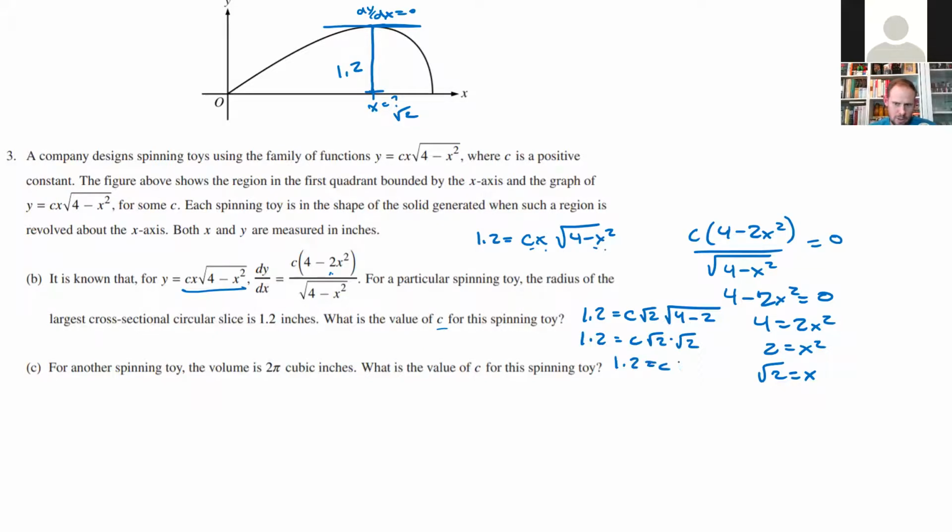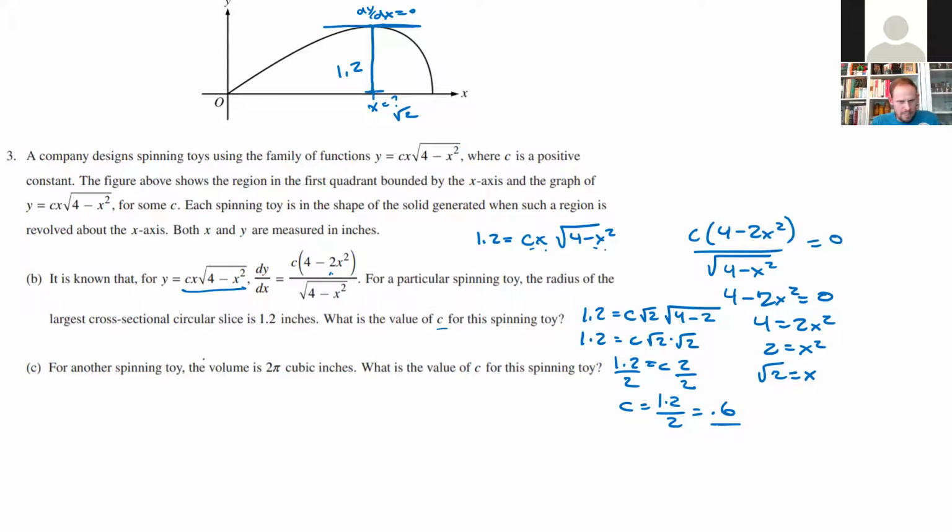Square root of 2 times square root of 2 is just 2. Divide both sides by 2. We get c equals 1.2 over 2. All right. Let's say we divide both of those by 2. We get 0.6 over 1, or 0.6. So there we go. What's the value for c? It's 0.6, or 6/10.